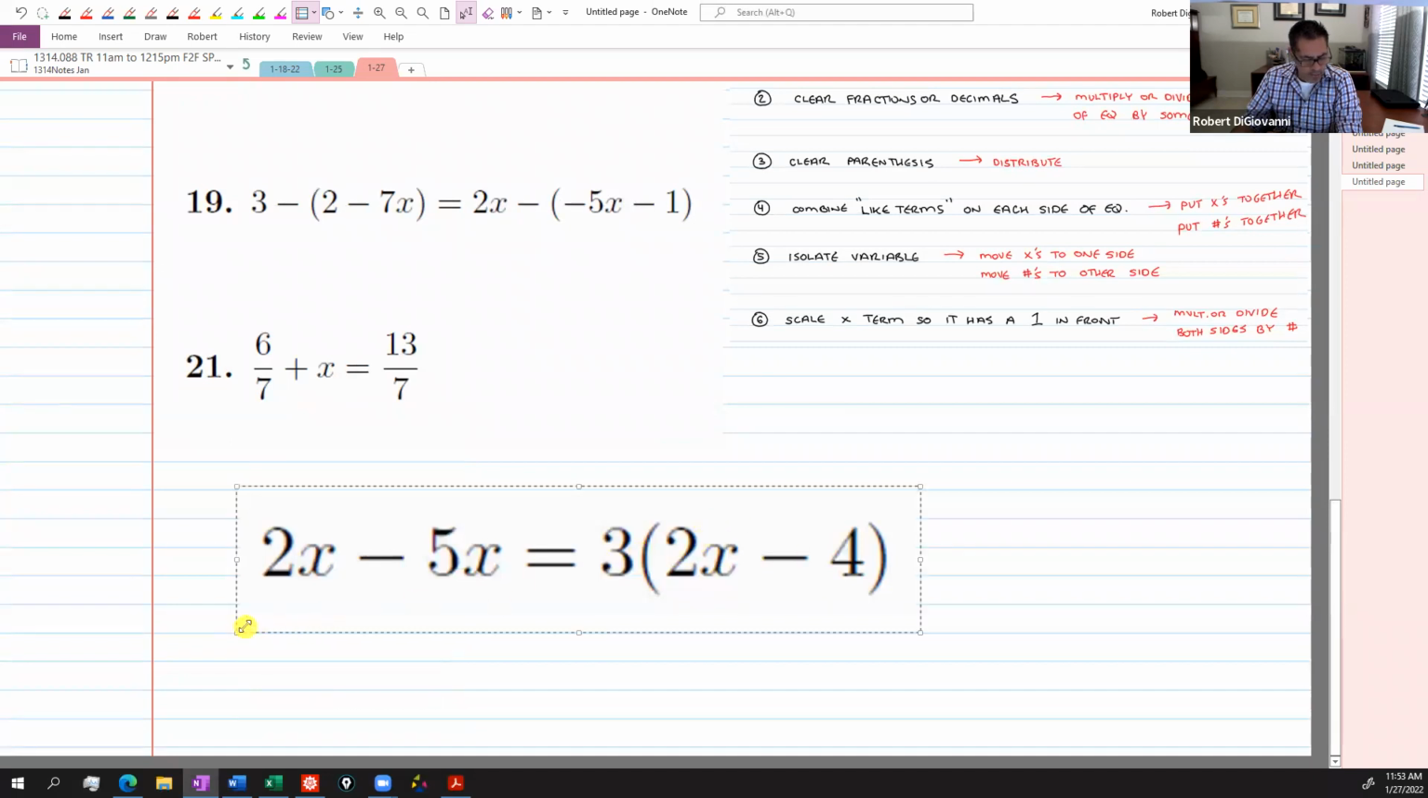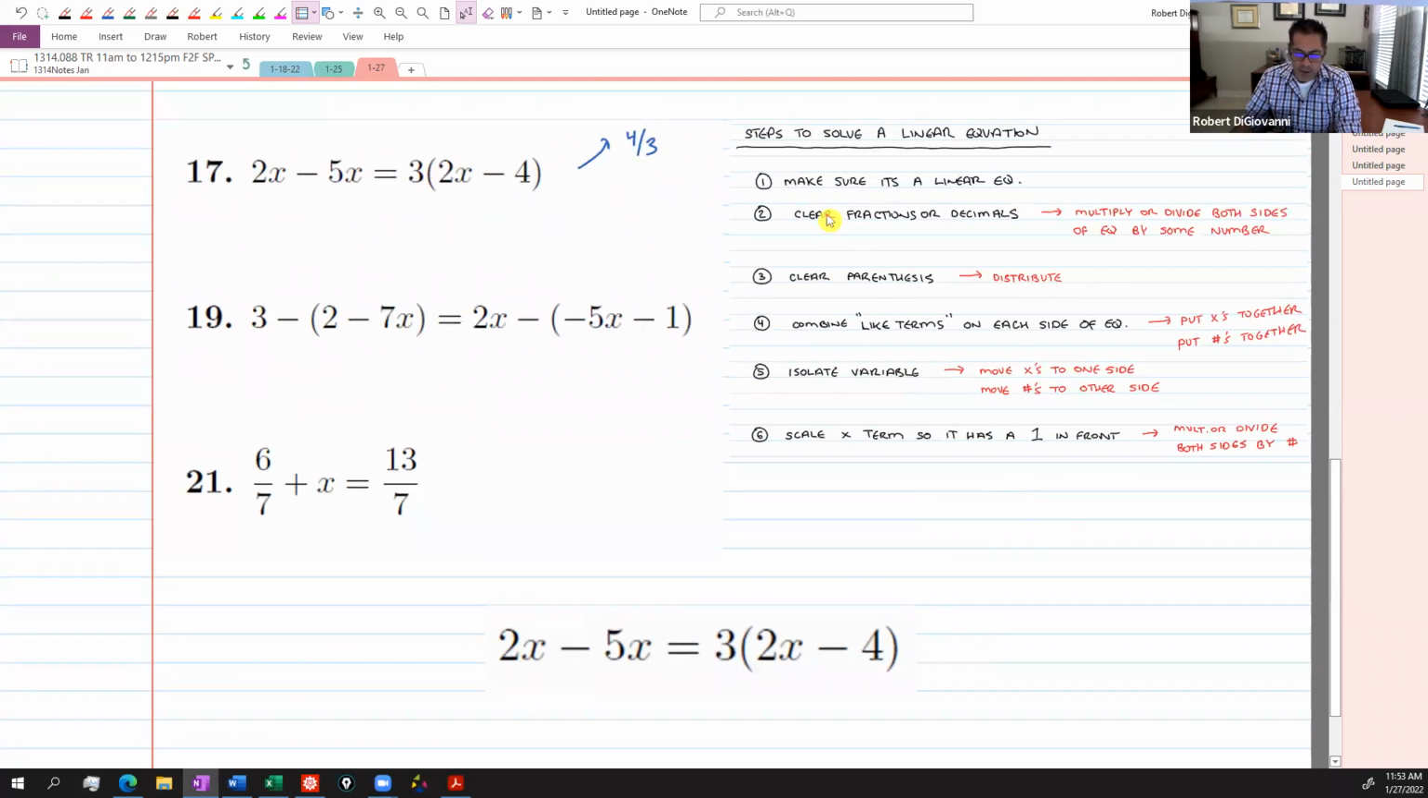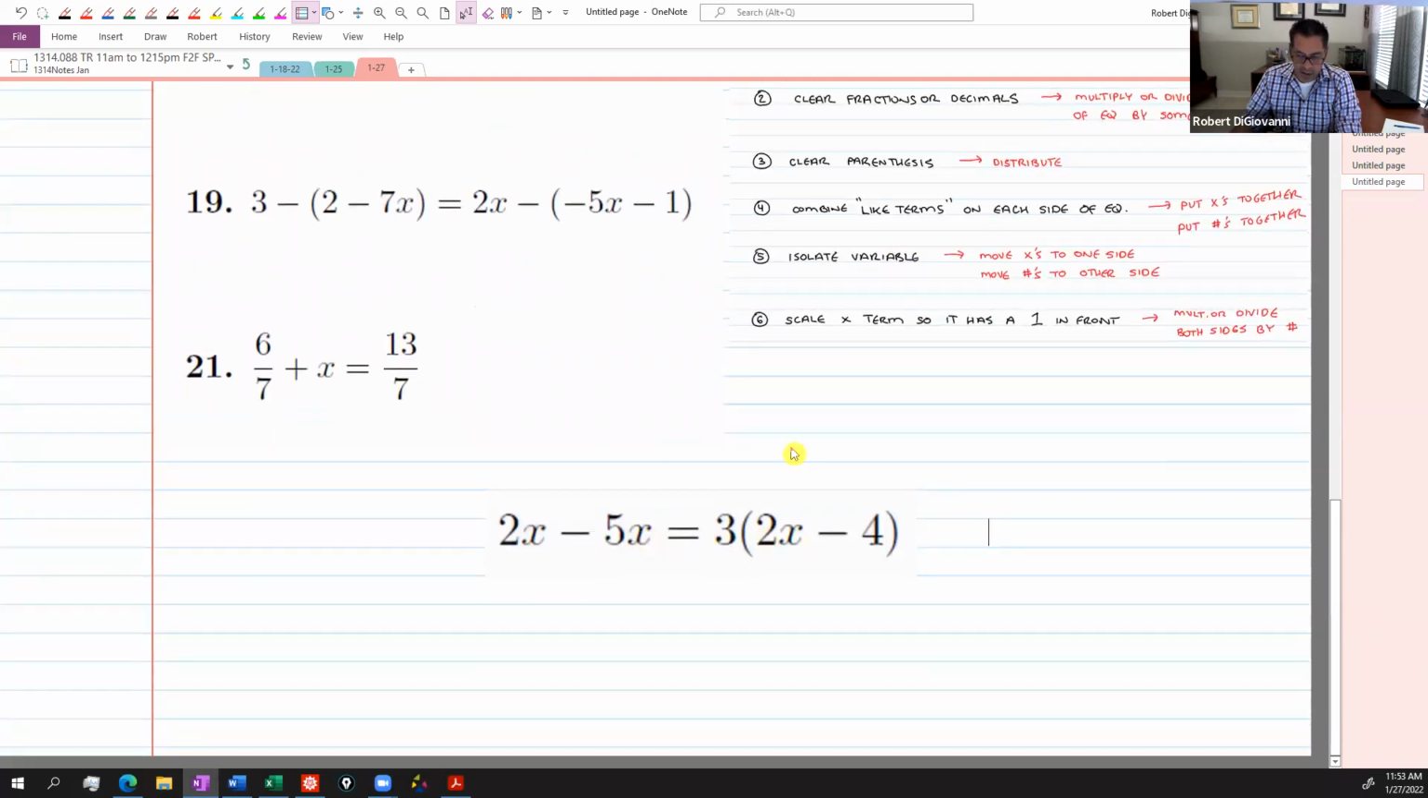So for this one, it's a linear equation, right? Clear fractions or decimals, don't have any. Clear parentheses. So I'm going to distribute the 3 through. So I should get 2x minus 5x equals 6x minus 12. So I clear parentheses, combine like terms. On the left side, I can put these two together, give me negative 3x. And then this is 6x minus 12. Nothing I can do on the right.